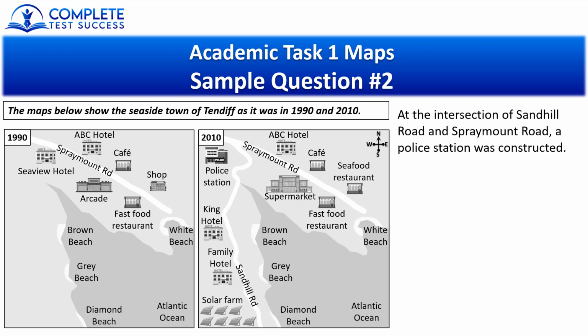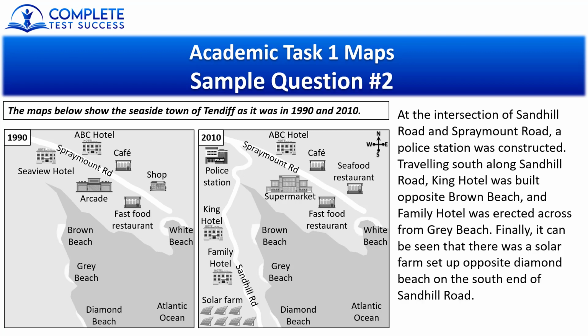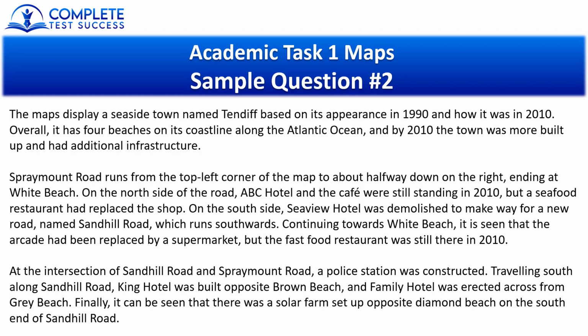And the final paragraph, at the intersection of Sandhill Road and Spraymount Road, a police station was constructed. Travelling south along Sandhill Road, King Hotel was built opposite Brown Beach, and Family Hotel was erected across from Grey Beach. Finally, it can be seen that there was a solar farm set up opposite Diamond Beach on the south end of Sandhill Road. And here's the full essay that we just looked at.